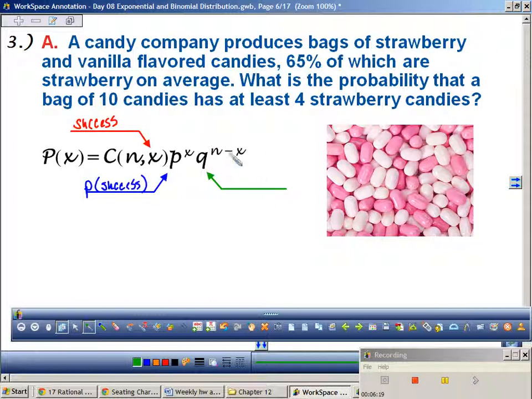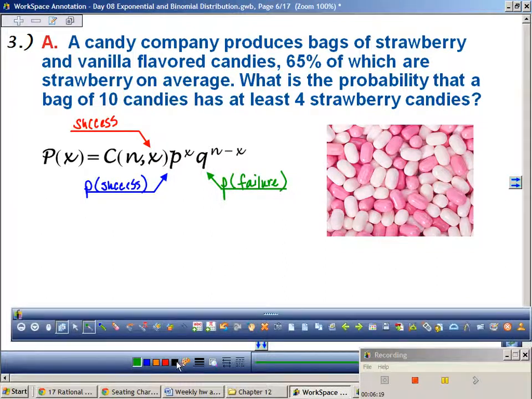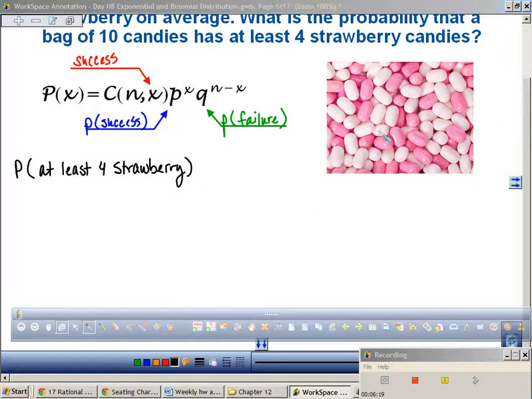And this one would be your probability of failure. So, it asks me for the probability of what? At least 4 strawberry. Okay, I told you guys to kick back. I'm going to give you time to write all this down. It's going to get hairy.